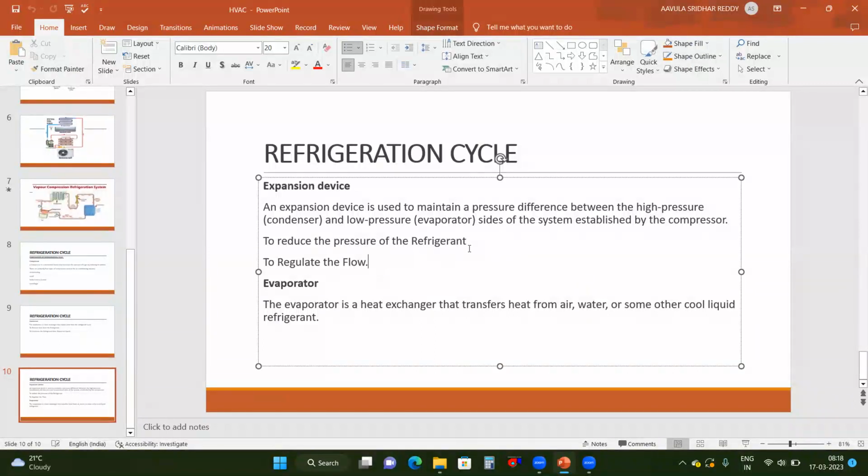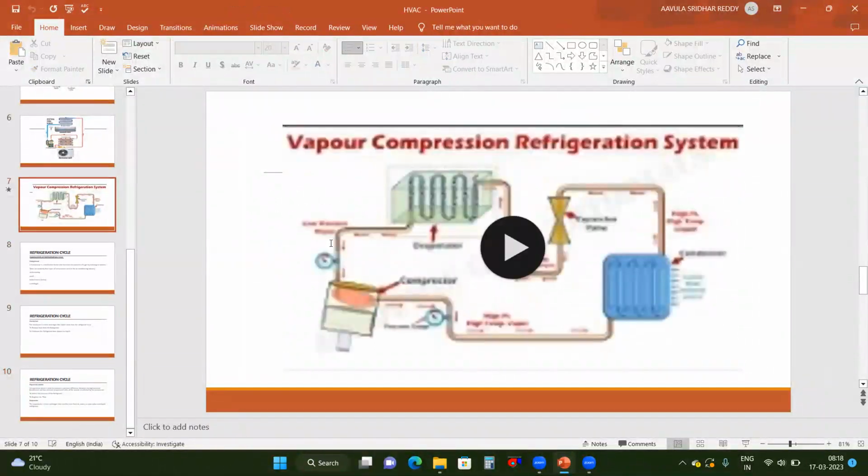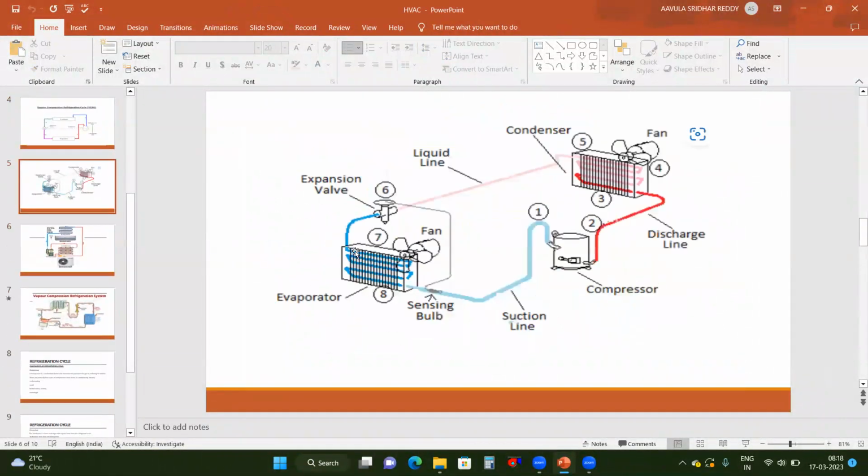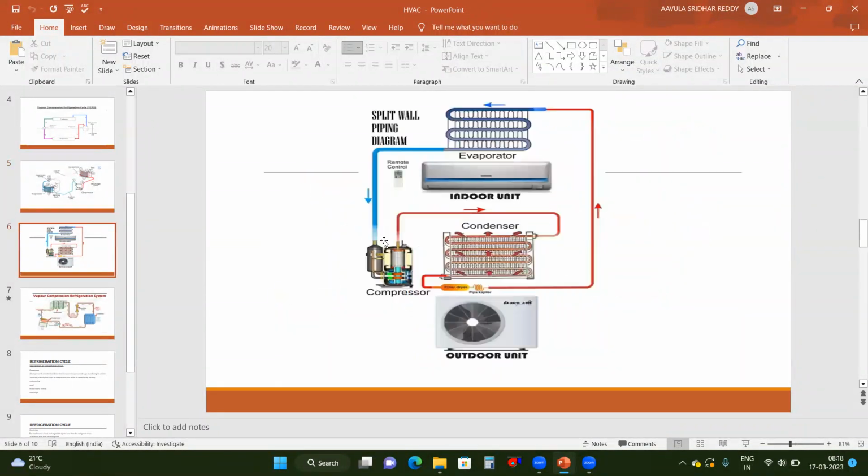It also reduces the pressure of the refrigerant and regulates the flow. We have seen this by using the sensing bulb and expansion valve. Based on the sensing bulb, it will regulate the flow of the fluid also.